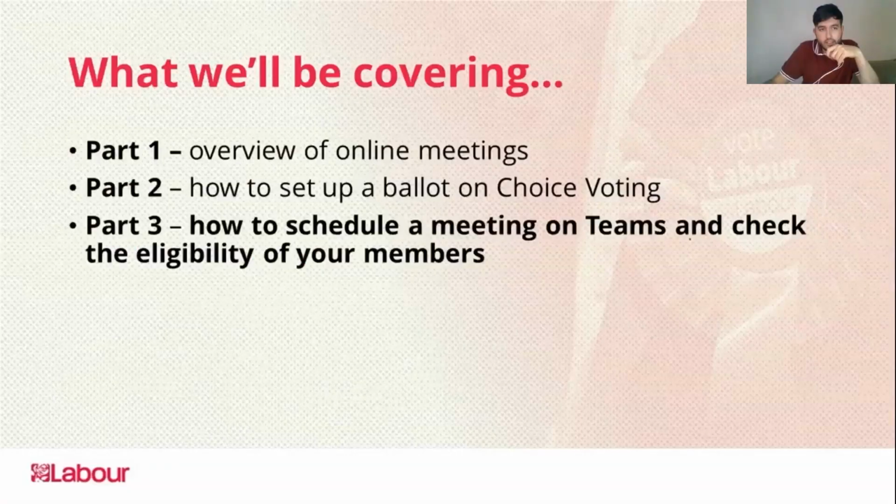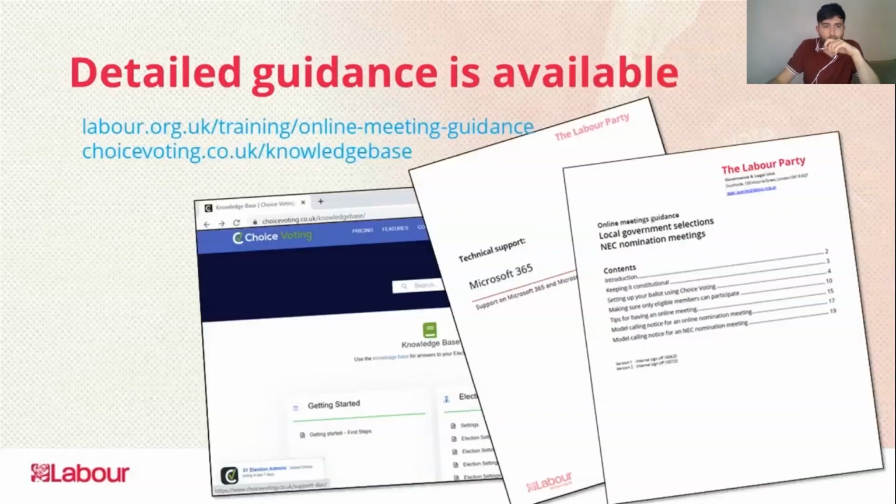Just to show the previous parts as well, one was an overview of online meetings, and the second was how to set up the ballot on Choice Voting. Part 3, which is this one, is how to schedule a meeting on Teams and also check the eligibility of your members. Obviously that's slightly different given it's online. This guidance is available online, and will also be available at different parts of the website, along with any updates if anything changes.